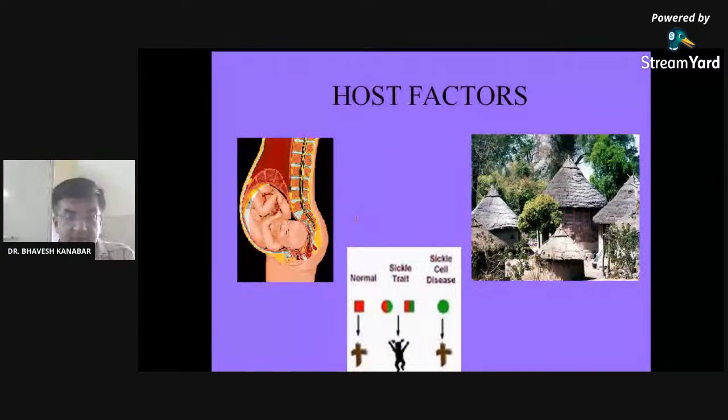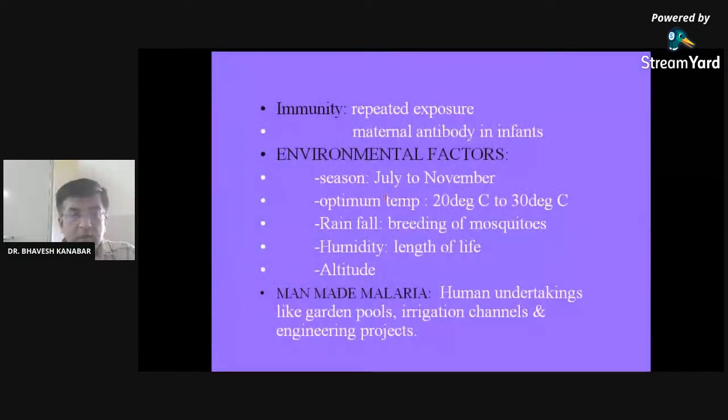So host factor, we have seen intrauterine death, right? Such type of housing where water collection is there nearby. Immunity: repeated exposure may give immunity, but it is not sure that once you have had malaria, you will be protected lifelong. It is not sure, right? So you may have malaria attacks many times. Maternal antibody is present in the infant up to some time.